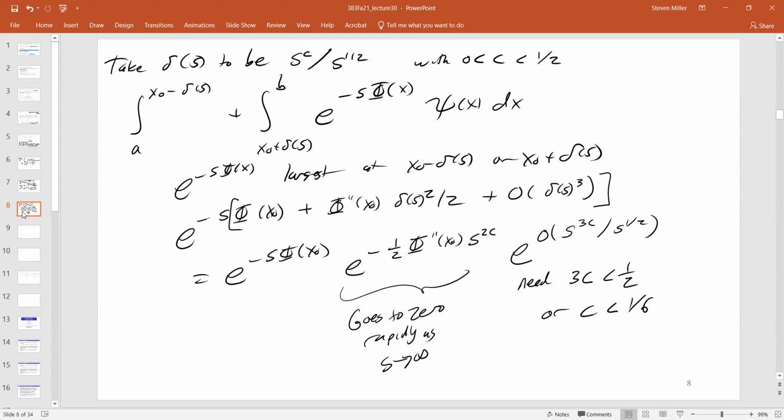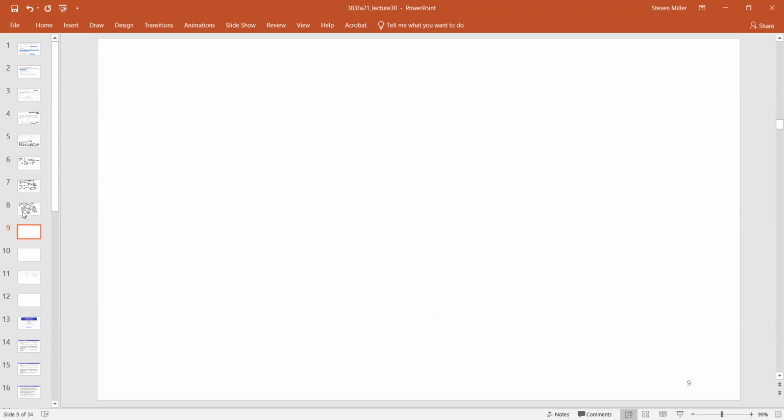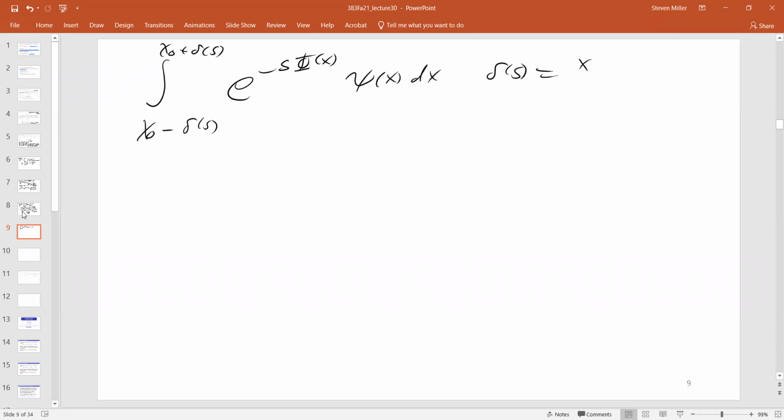All right, so sometimes rather than putting down all the different conditions, you just extrapolate, I need the following, and then when it comes time to actually use it, you just check and make sure that it actually works in practice. Okay, so now we're reduced to integrating from x naught minus delta of s to x naught plus delta of s, e to the negative s phi of x, c of x dx, where delta of s was s to the c over s to the 1/2, 0 less than c less than 1/6.